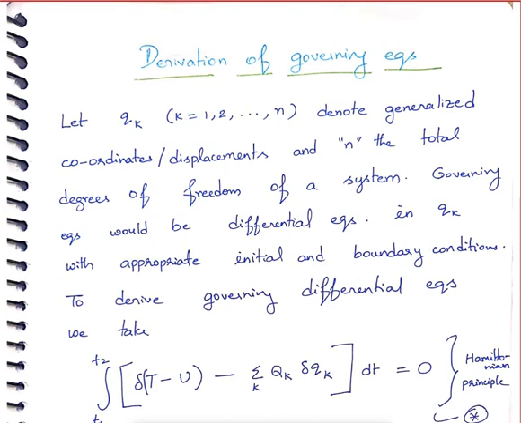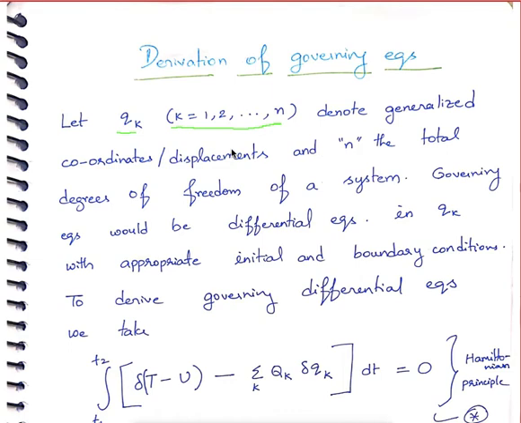Talk about how to derive the governing differential equations for describing the motion of a dynamic system. In the last class, I introduced the concept of generalized coordinates or generalized displacements. We are going to use the symbol QK to describe the generalized coordinates or generalized displacements. Here, k can take values from 1 to n, which means that there are n degrees of freedom in a system.